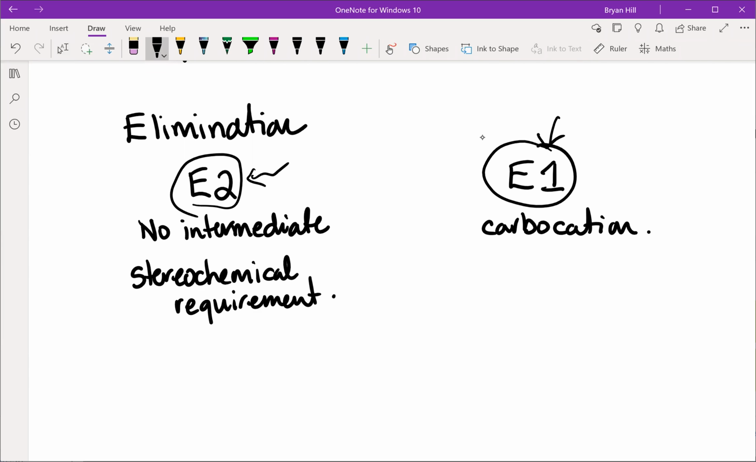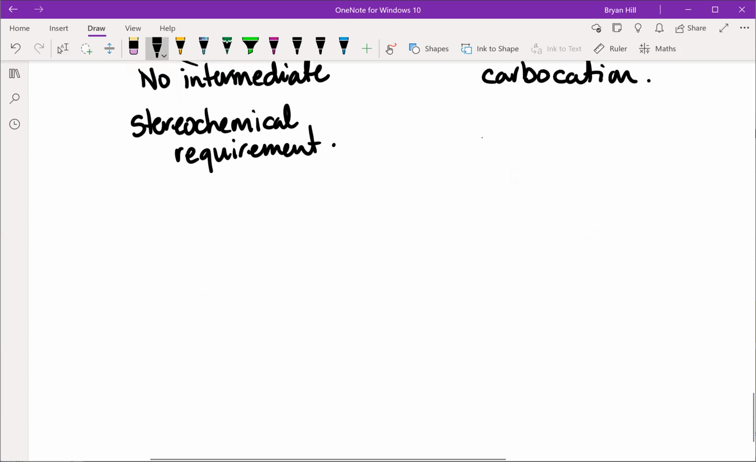The nice thing about these is that there are certain conditions of a reaction that greatly favor elimination reactions over substitution reactions, and hopefully that will be readily recognizable. And so, yeah, that's what we'll do on Tuesday.